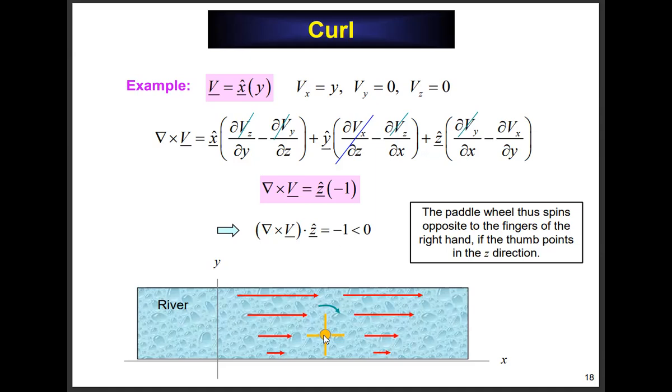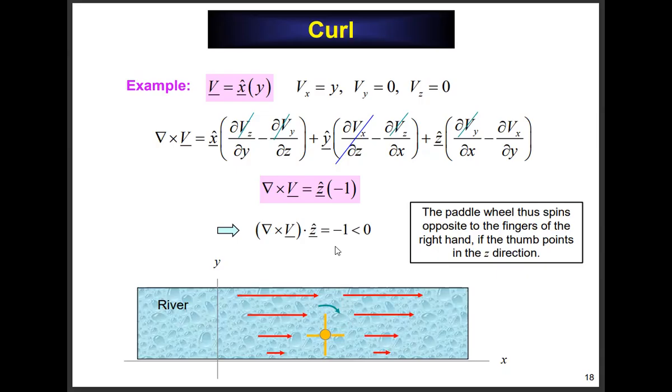Just visualize this: put the thumb of your right hand pointing out of the screen in the z direction and look at the fingers of your right hand. Do you agree that the fingers of your right hand are going around counterclockwise? Yeah. Okay, now the z component of the curl is negative though, right? So that means this paddle wheel, this curl meter, wants to spin going clockwise, right? Opposite to the fingers of the right hand. Does that make sense? Now, that's what the math tells us.